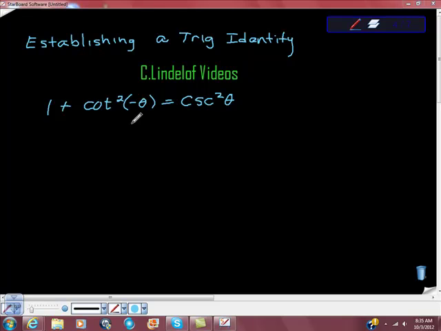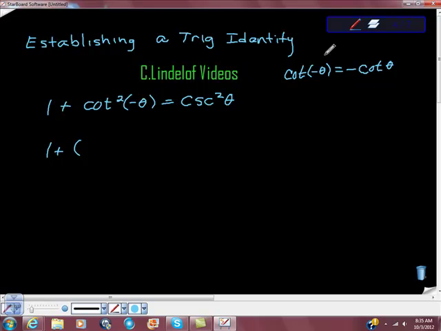It's from the even-odd identities, right? Sometimes called the positive-negative formulas. And we know that cotangent of negative theta is what? It is negative cotangent theta. So this plus sign stays, but this negative sign is the rule we're using. We know that cotangent of negative theta is the same as negative cotangent theta.